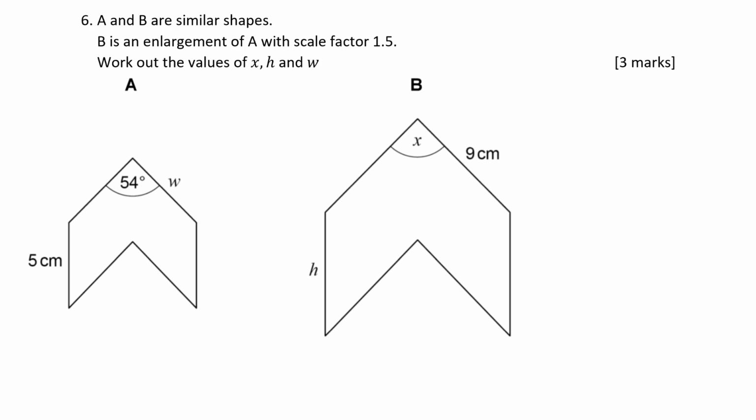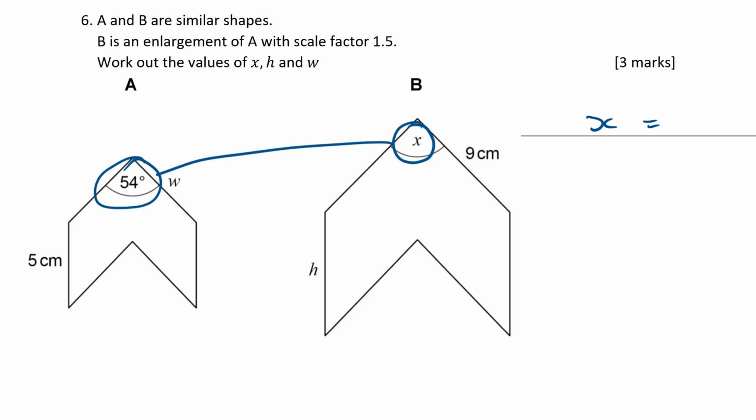Question 6. A and B are similar shapes. B is an enlargement of A with a scale factor of 1.5. Work out the values of X, H, and W. Okay, so first off, I've got X. Now that is the angle at the tip of my chevron. If two shapes are similar, then all the angles are going to be the same. So that's going to be just the same as 54, isn't it? So I'm going to say that X is equal to 54 degrees.